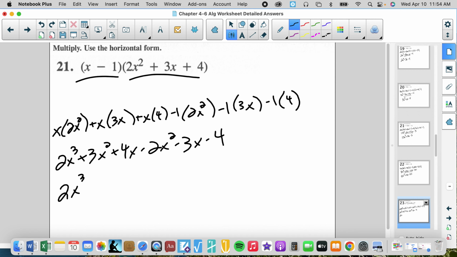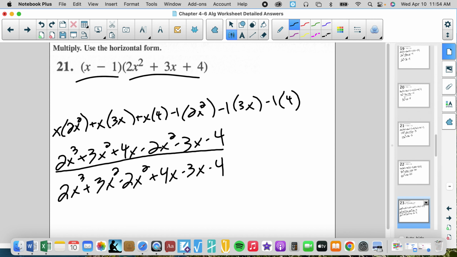Let's put it in standard form. 2x to the third plus 3x squared minus 2x squared plus 4x minus 3x minus 4. All I'm doing is rearranging this line into standard form, descending order. X to the third, x to the second, x to the second, x to the first, x to the first, no x variable. That's what standard form is. I haven't simplified it, it's just going to make simplifying a whole lot easier.